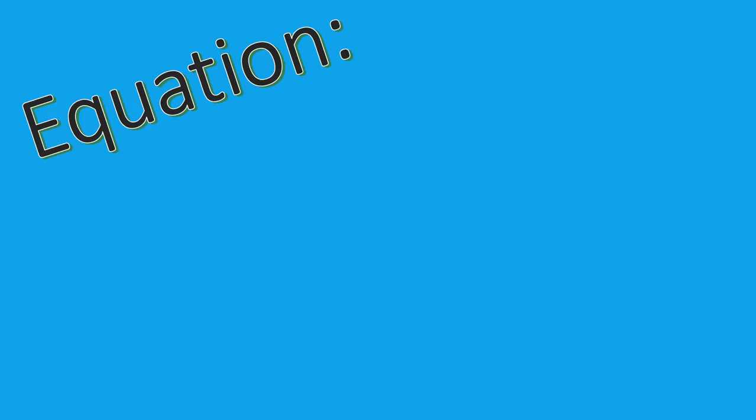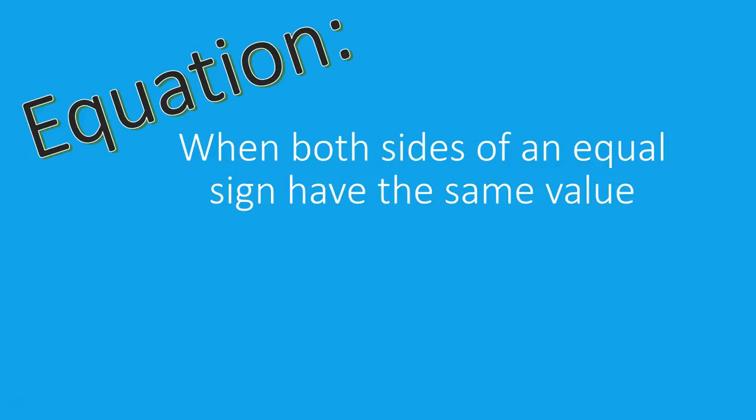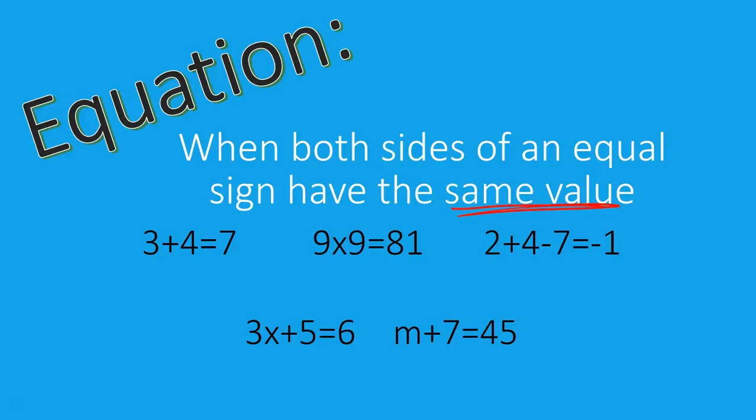So we're going to talk about what an equation means. An equation is a statement that says that both sides of the equal sign have the same value. And there's a key word, same value. They don't necessarily look the same, but they have the same value. So let me show you some examples.